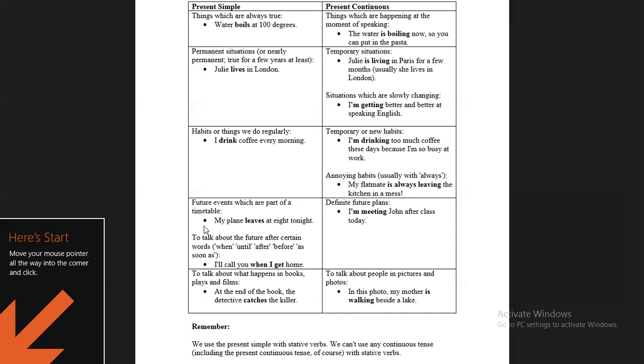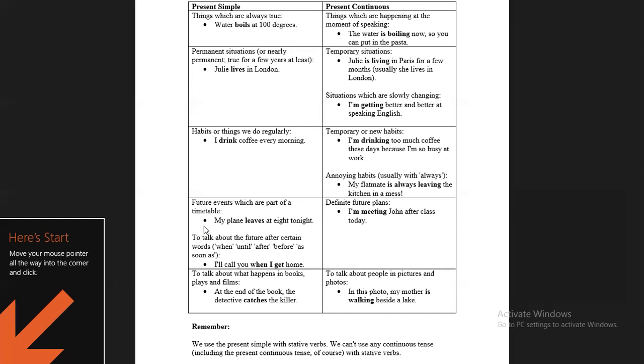Let's look at the other column. Present continuous is used with temporary situations. Temporary is the opposite of permanent. So let's look at the example. Julie is living in Paris for a few months. So I understand that that's her temporary house. She doesn't live in it all year, but she's living there only for a few months. So she's going there for a holiday or she's doing a course or something. So usually she lives in London, but now she is living in Paris for a few months.